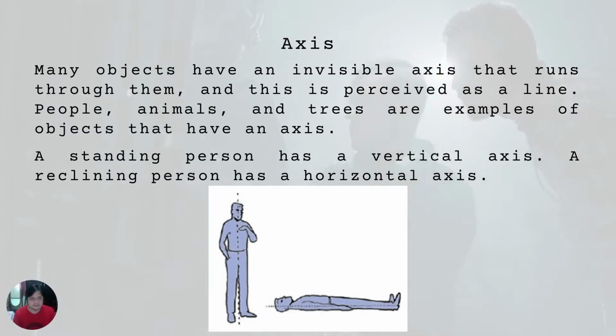Then we have axis. Many objects have an invisible axis that runs through them, and this is perceived as a line. People, animals, and trees are examples of objects that have an axis. A standing person has a vertical axis, while a reclining person has a horizontal axis.